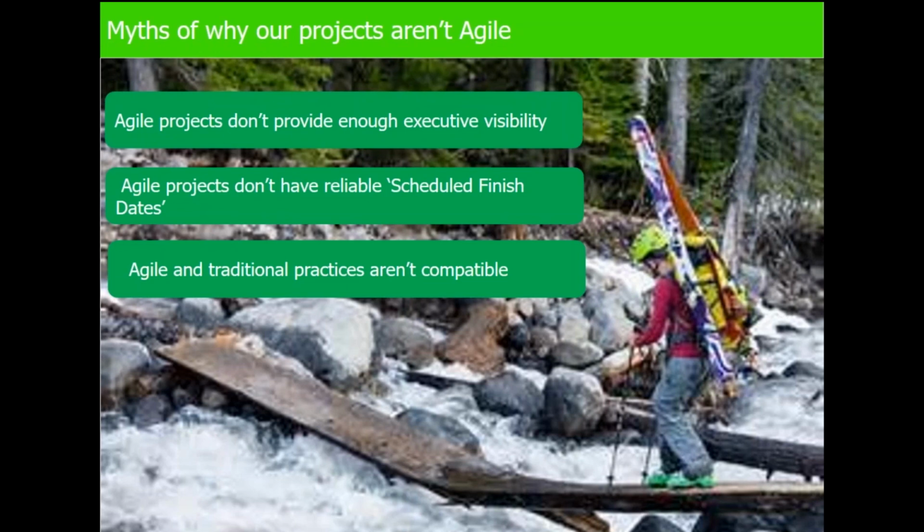And three, agile and traditional PMs are not compatible. It's true that agile practices have fundamental differences with traditional project management practices. For example, the planning and executing process groups in the PMI's PMBOK. However, it's untrue that the two types of practices can't be combined to create a powerful project management framework.